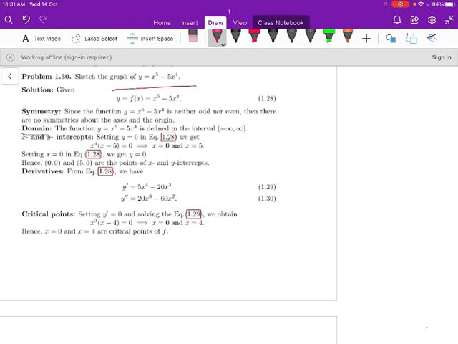The given function is a polynomial. This function is defined everywhere in the real numbers. Therefore, the domain of the given function is the open interval minus infinity to plus infinity. So let us calculate the x and y intercepts.